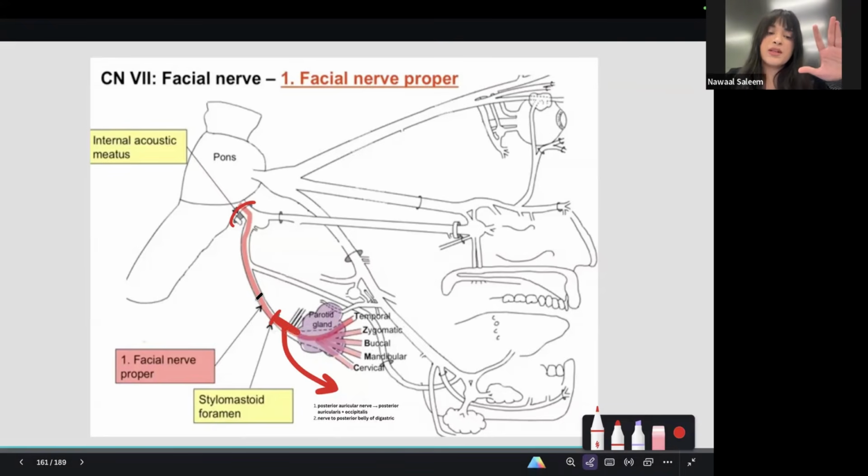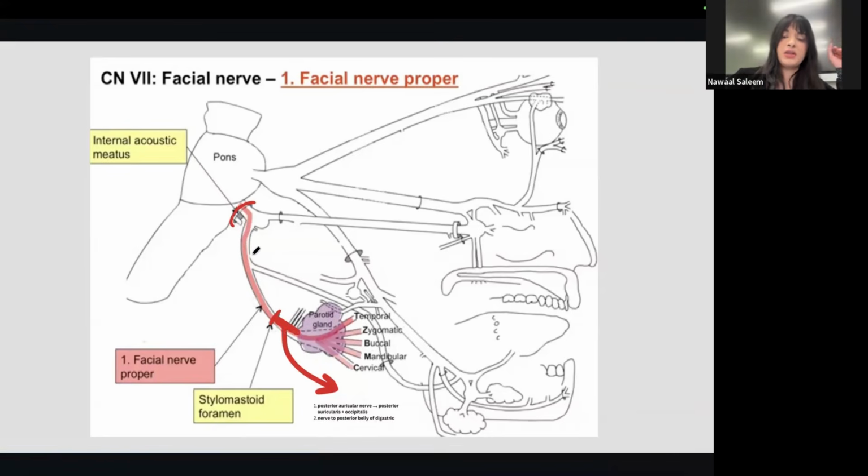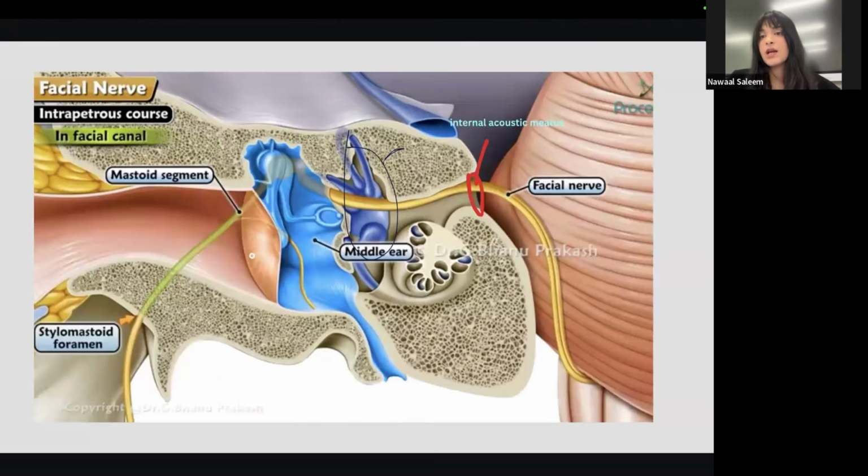Now, before the stylomastoid foramen and after the internal acoustic meatus, what happens? This happens. Whoa, what's going on here? So this is the facial nerve, okay? To orient you, this is the facial nerve. It enters through the internal acoustic meatus. This is the petrous bone, okay? It's going in, it's going to the middle ear.